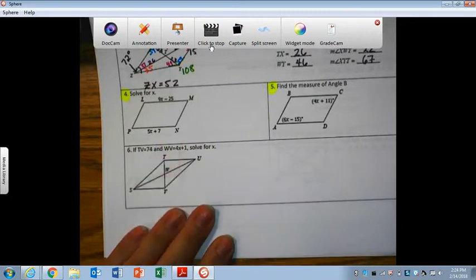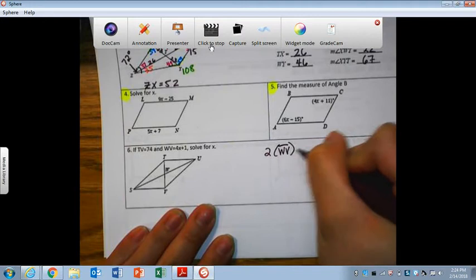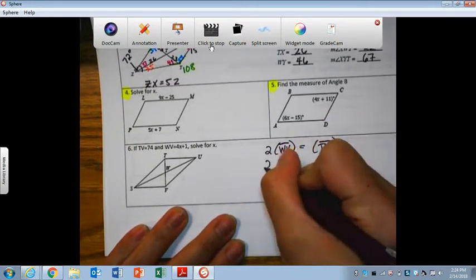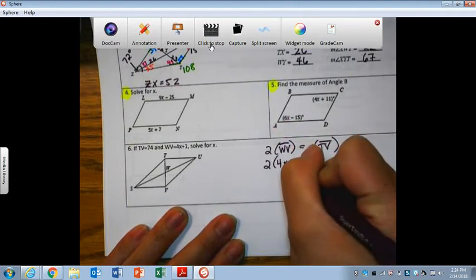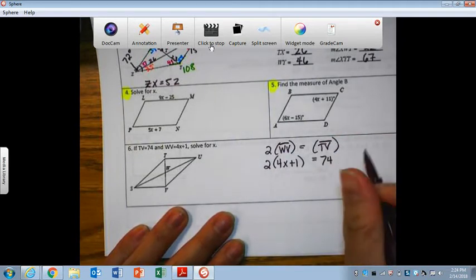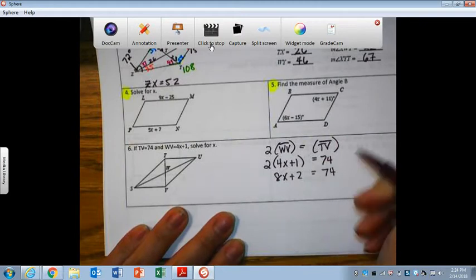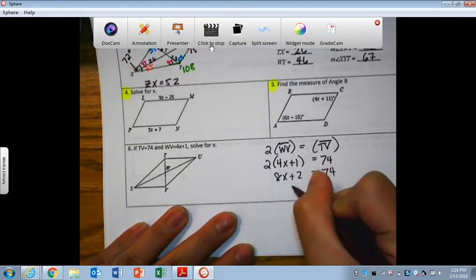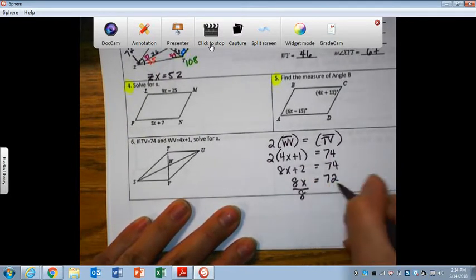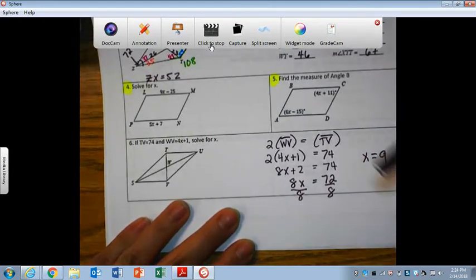The biggest thing is to keep in mind that 2 times WV, right, is equal to TV. So let's just plug those in. 2 times 4x plus 1 equals 74. So now you've got 8x plus 2 equals 74. And then when you get rid of the 2, 8x is going to be 72. And then you divide both by 8, x is going to be 9. Okay? Alright, let's do the next page.